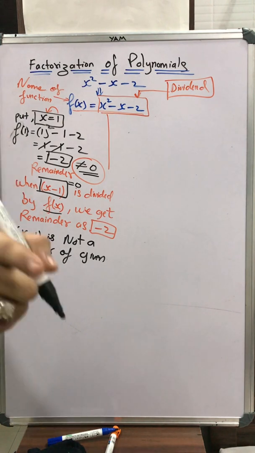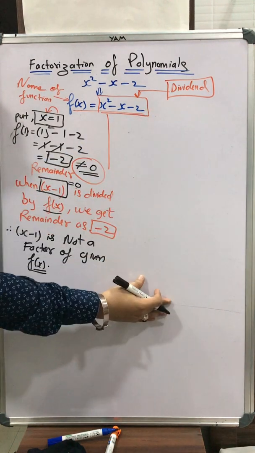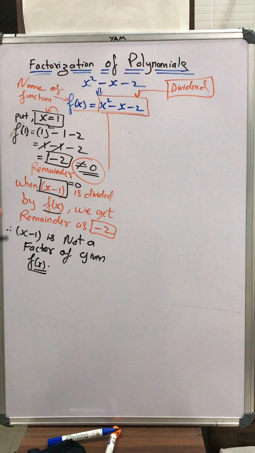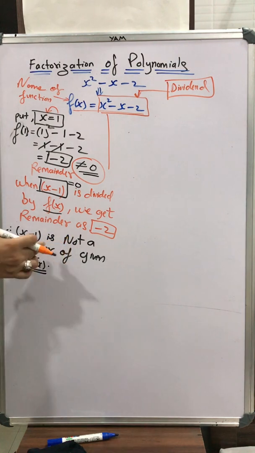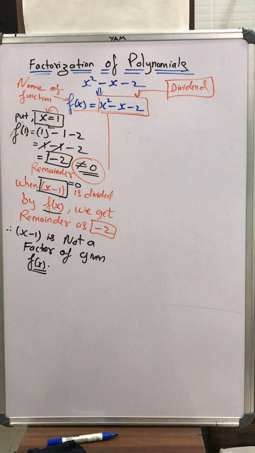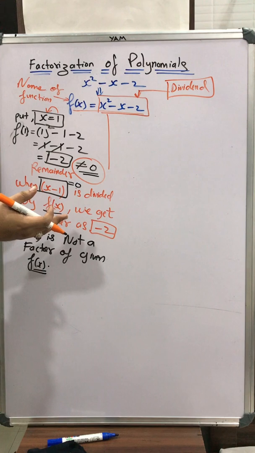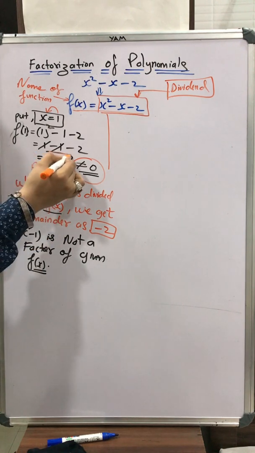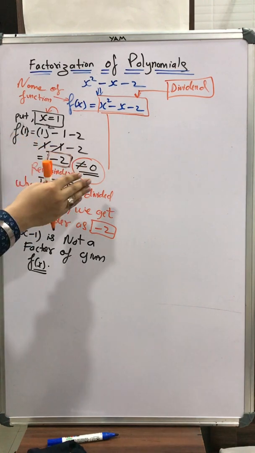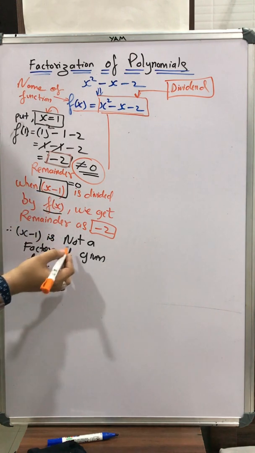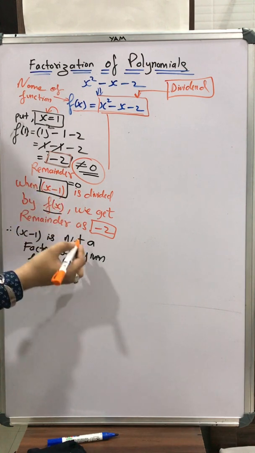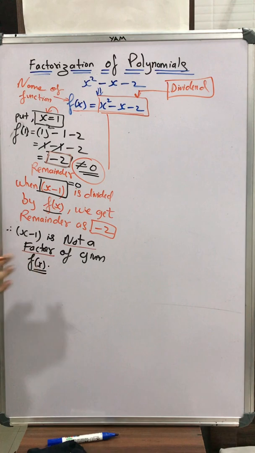Now you tell me, students, if I take another case on the right hand side, and instead of minus 2 I get remainder 0, what will be the change? You will say that x minus 1 is a factor. That's it, students. The chapter is completed. I conclude with the tip that if you divide and get a remainder that is a non-zero term, either positive or negative, we say that the divisor x minus 1 is not a factor of the given polynomial fx.